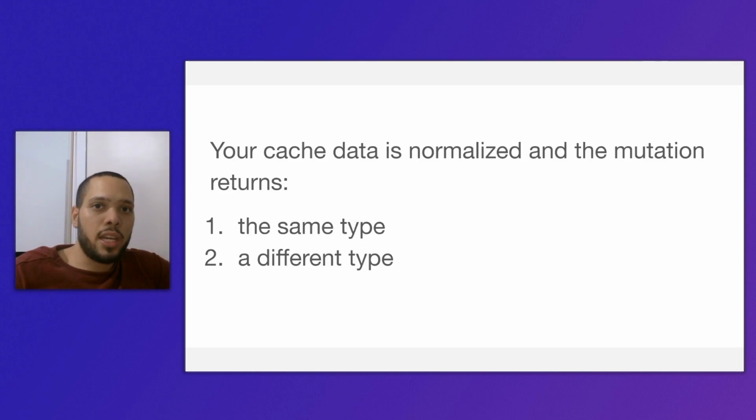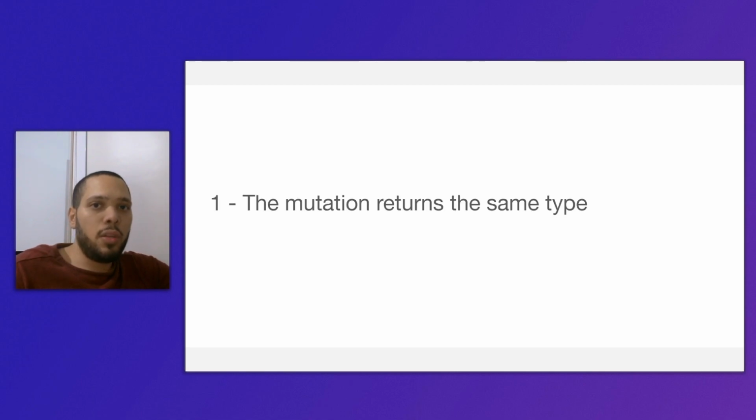Knowing that your cache data is normalized, we gotta analyze the mutation's return. If it returns the same type of object that you sent, but with the updated fields, Apollo is able to identify that entity in the cache and update it with that newly received data. This saves tons of network requests because there will be no need to refetch queries that depend upon that object, as their results are going to be automatically updated with the new cached data.